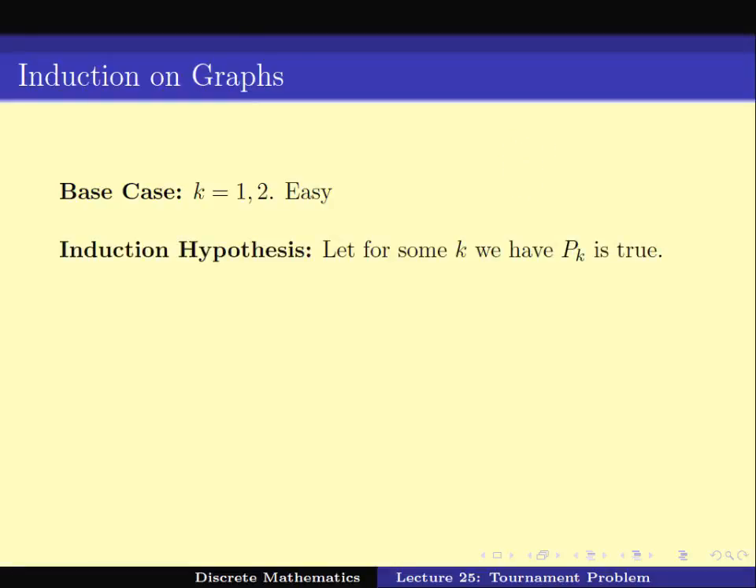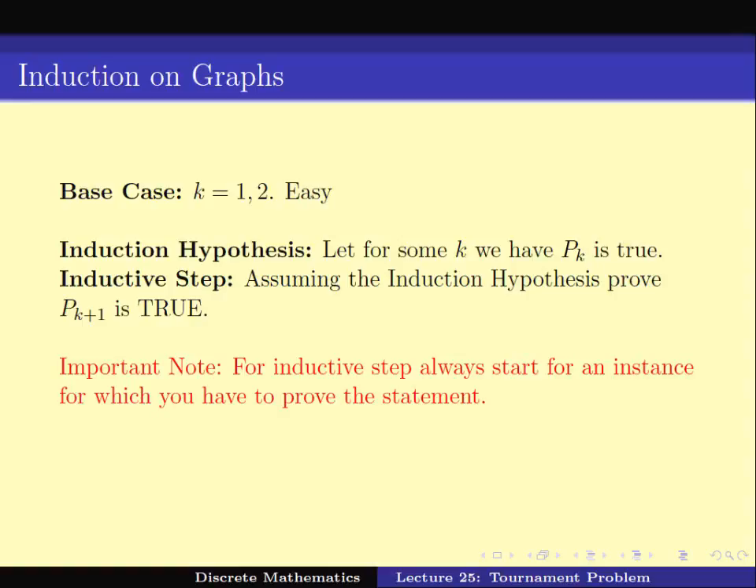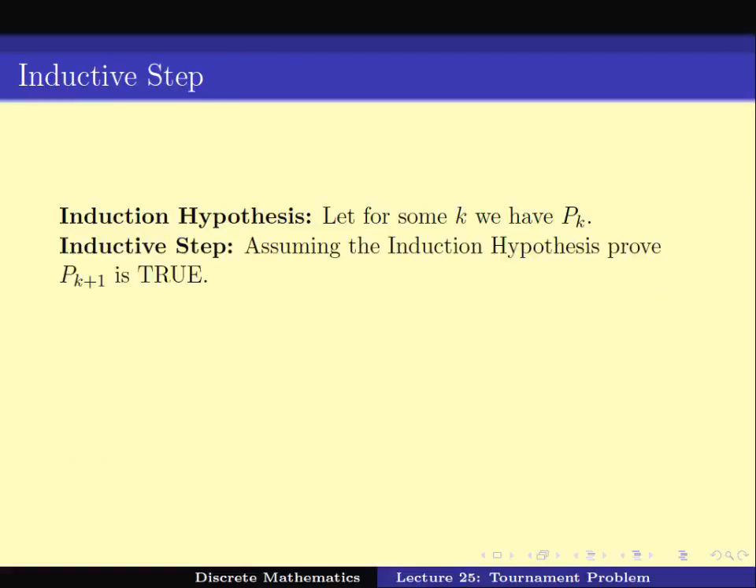Now the induction hypothesis says that for some k, we have Pk is true. And using that, we have to prove that it is true for Pk plus 1. Now, whenever we do induction on graphs, this is something very crucial, that we should always start from an instance for which we have to prove a statement. So here we have to prove the statement for Pk plus 1, which means that we start with a tournament on k plus 1 vertices.